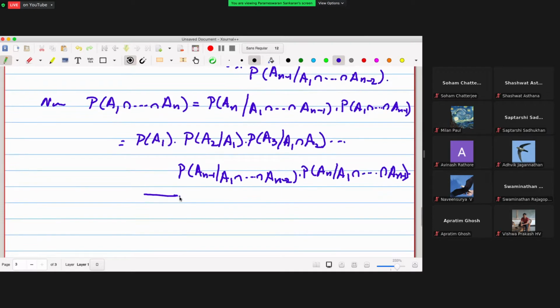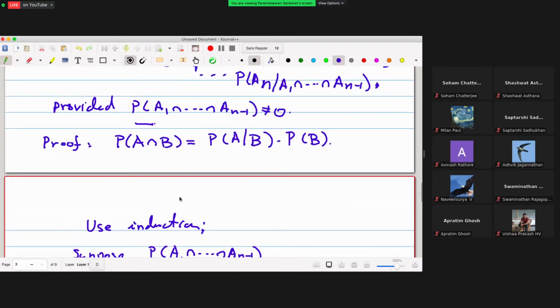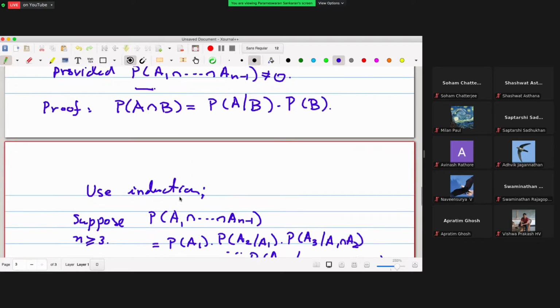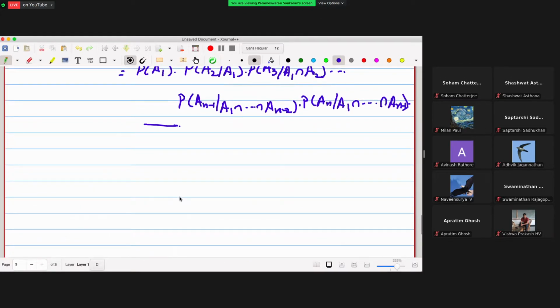So it's an interesting formula and it's very useful actually. Another useful lemma is the following. This is often called Bayes theorem.